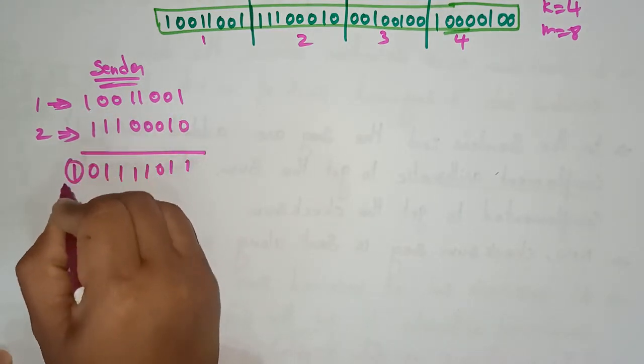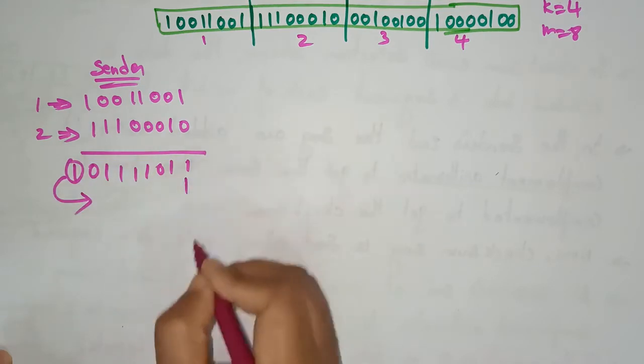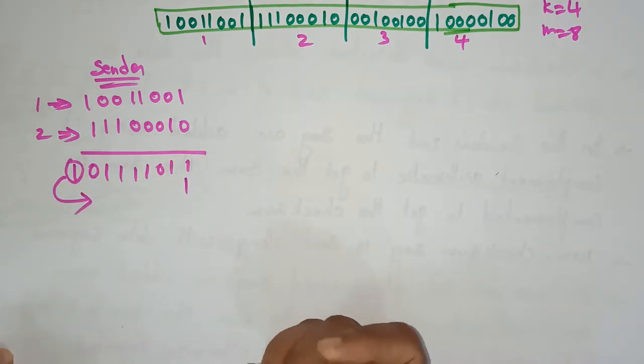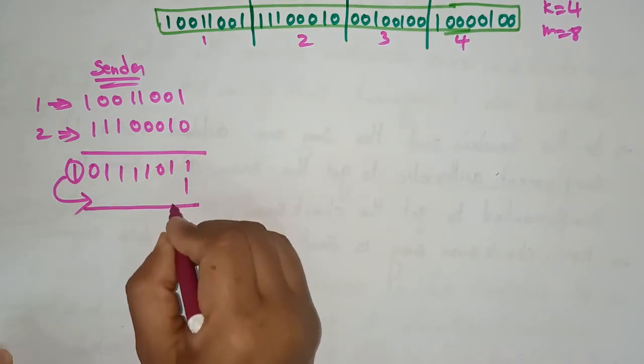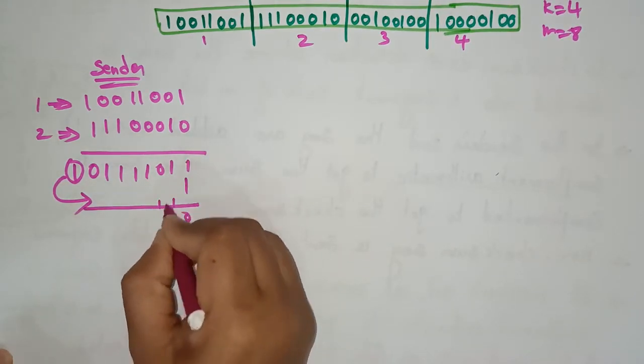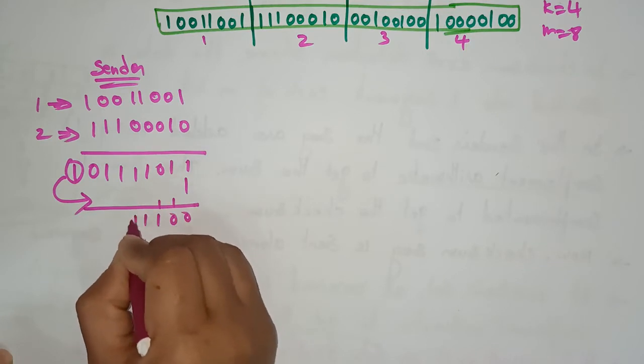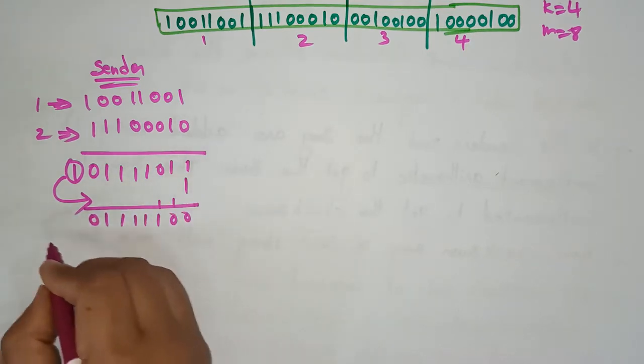1, 0. So this 1 needs to be added again, because this is ones complement arithmetic. The carry should be added again. So 1, 1 means 1, 0. 1, 1 means 1, 0. 1, 1, 1, 1, 1, 0. So this is your sum.